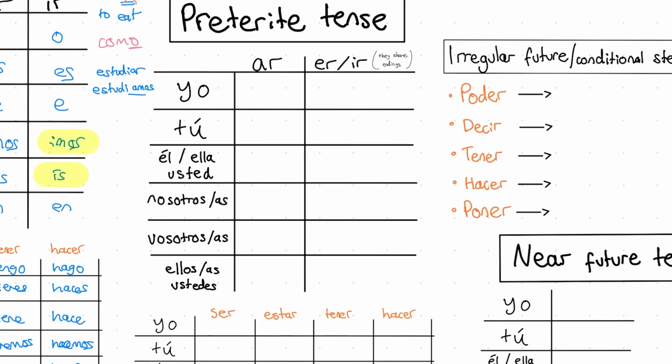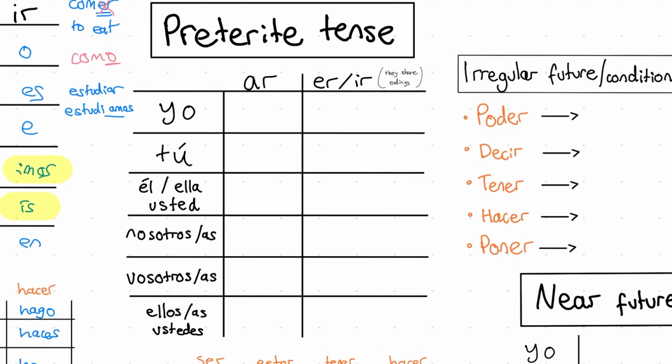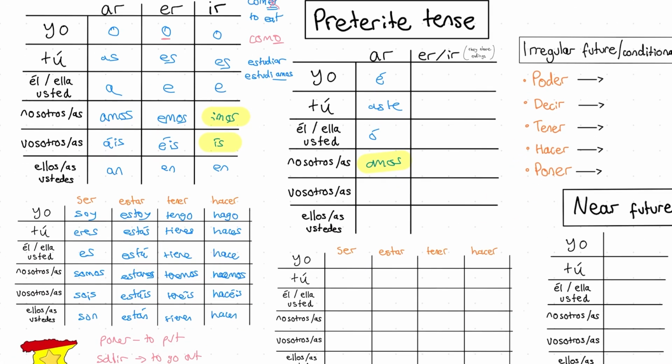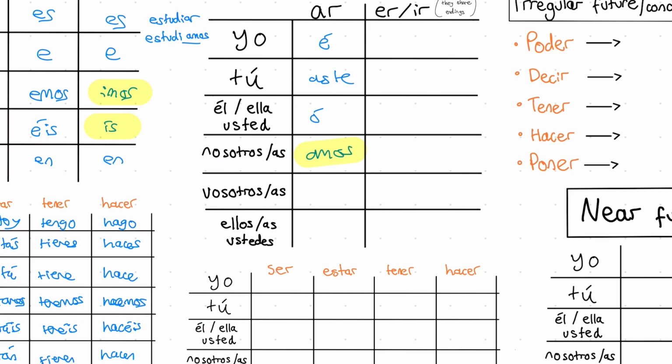Just to remind you, this is for completed actions in the past that happened like once. So for regular verbs, AR, we have aste, o, amos, which you will notice is the same in the present tense. This amos is the same as in the present tense. And then we have astes and aron.